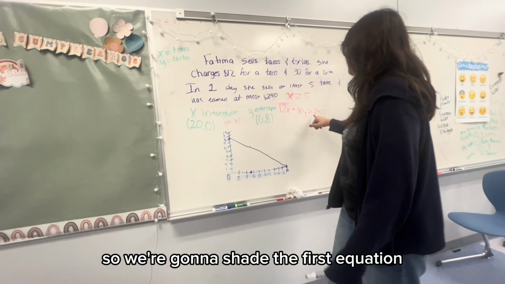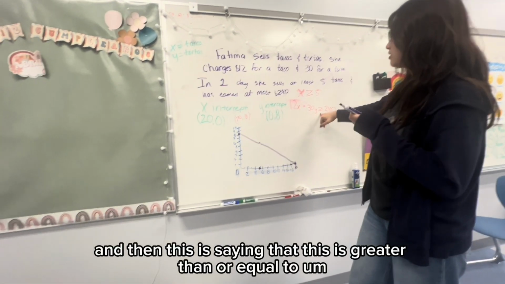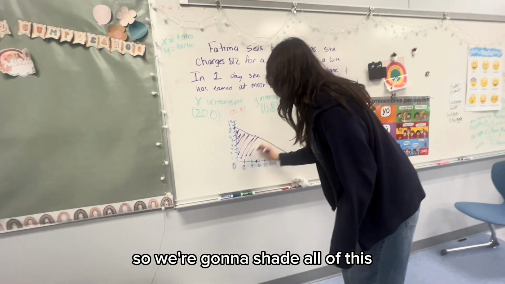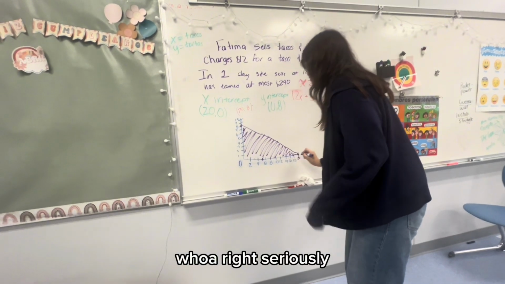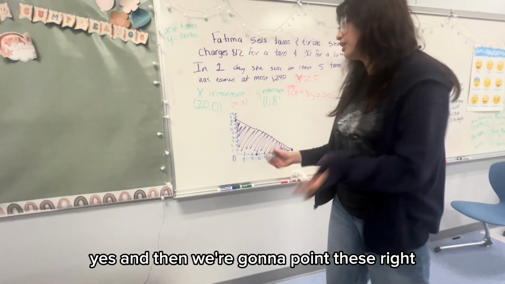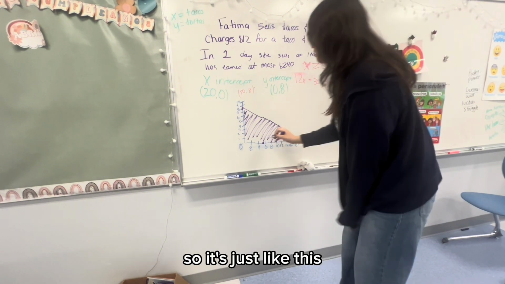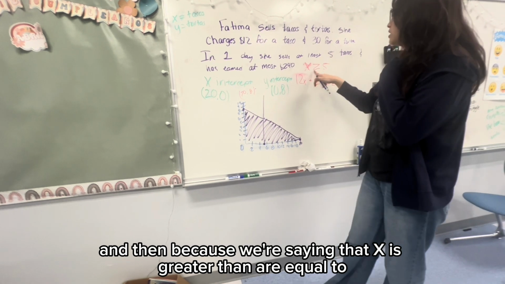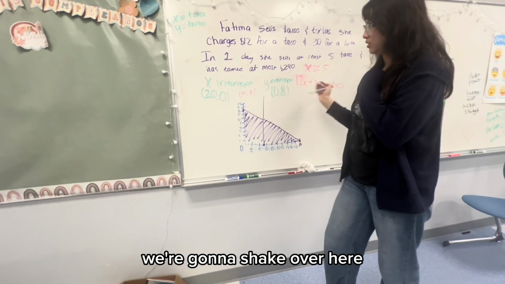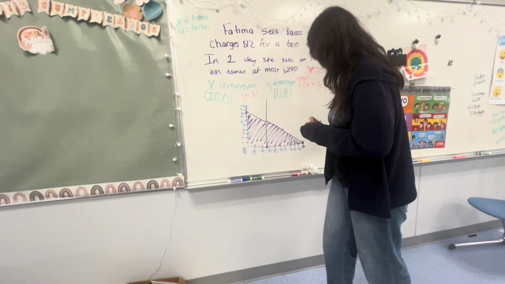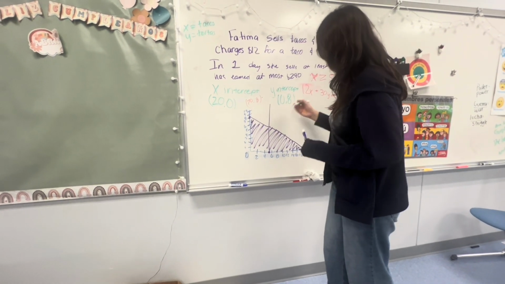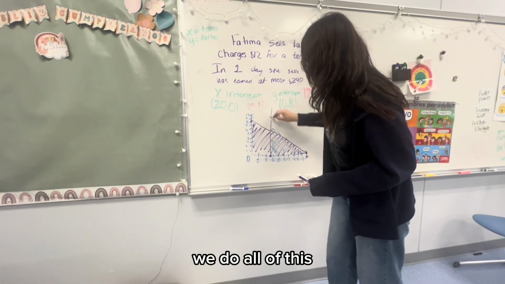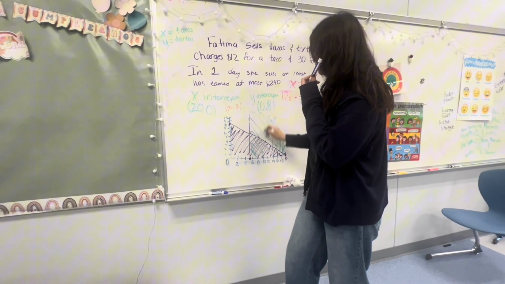So we're going to shade the first inequality. This is saying that this is less than or equal to this equation, so we're going to shade all of this. And then because we're saying that x is greater than or equal to 5, we're going to shade over here. We're going to use a different color actually. We shaded all this.